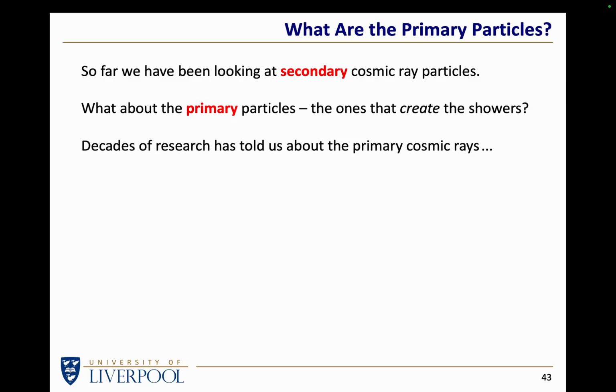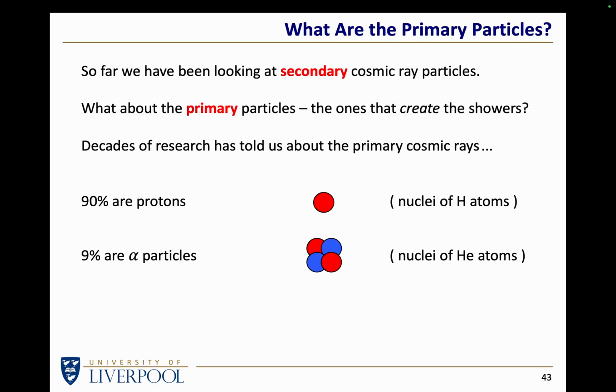Well, it's taken a few decades of research since cosmic rays were originally posited back in the early part of the last century. But we now know that most of these cosmic rays, most of these charged particles, are protons. In other words, they are the nuclei of hydrogen atoms. Perhaps that's not surprising because hydrogen is the most abundant element in the universe. And 9% of the incoming cosmic rays are alpha particles, which are the nuclei of helium atoms. Again, perhaps no surprise, because helium is the second most abundant element in the universe.